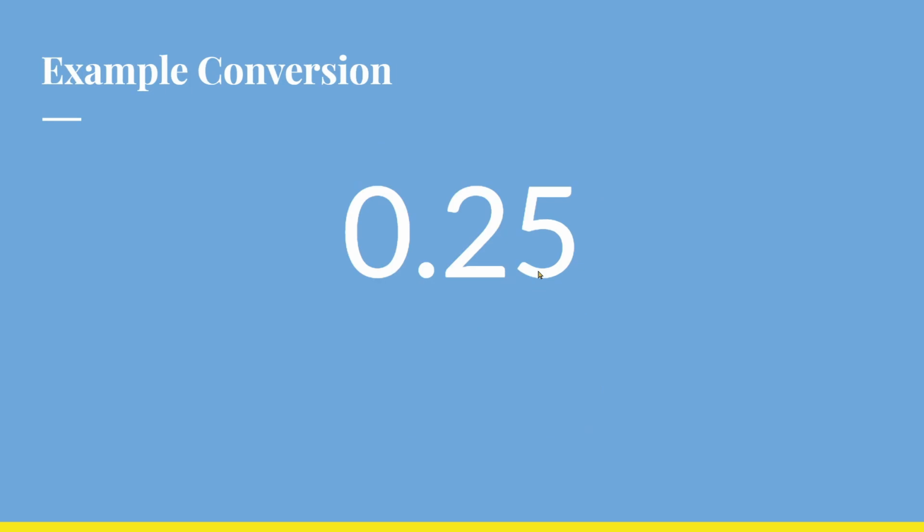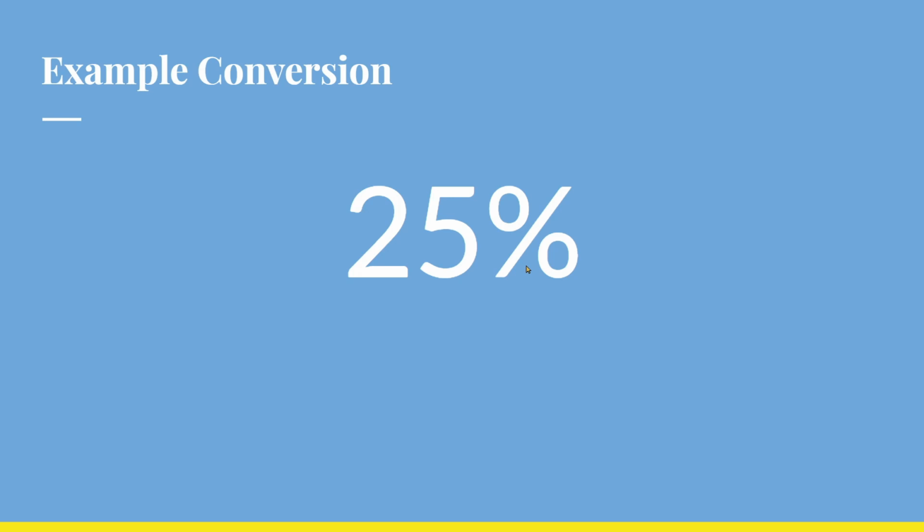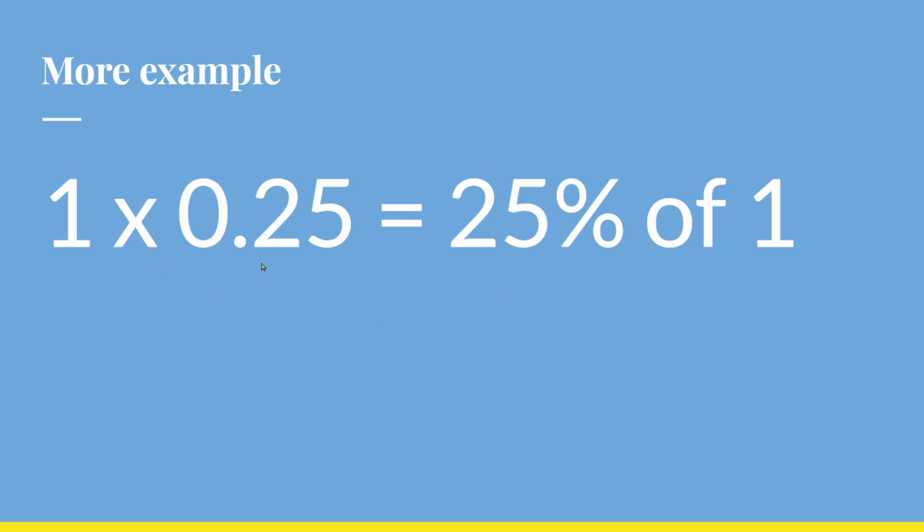Here's an example conversion so you can see it. We have the decimal 0.25, and we'll move the decimal point 2 spots over, and that takes us to 25%. Here's a little bit more of the example explained. So 1 times 0.25 is equal to 25% of 1.